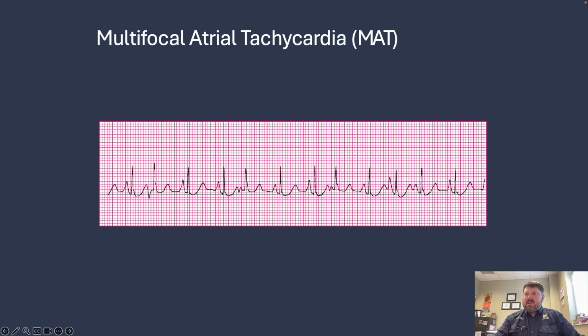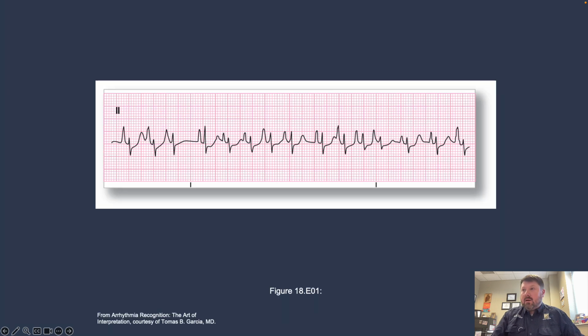So looking at a couple examples here, this one, just like following the rules of WAP, we see that we've got different P waves. We've got at least 3 different P waves, and we've got a rate greater than 100. So in this case, you've got multifocal atrial tachycardia.